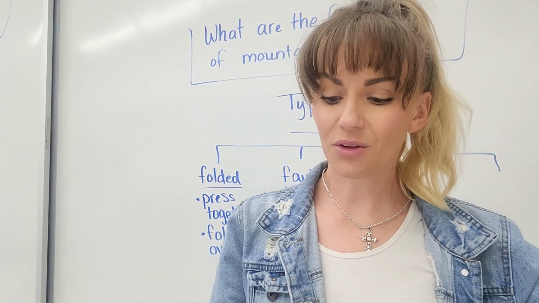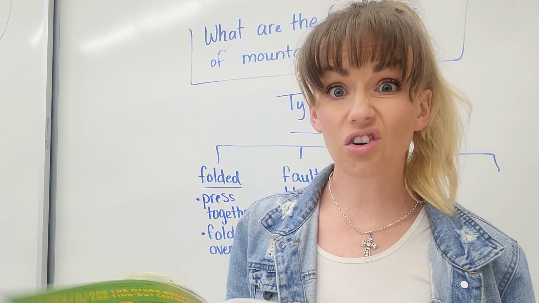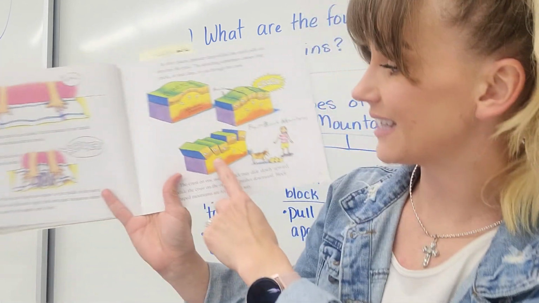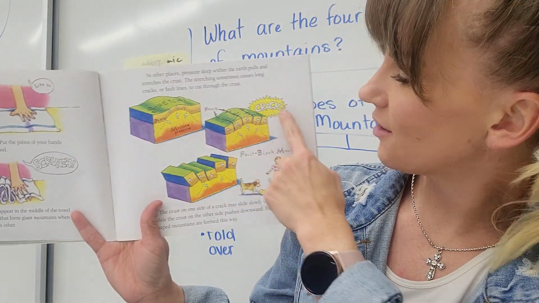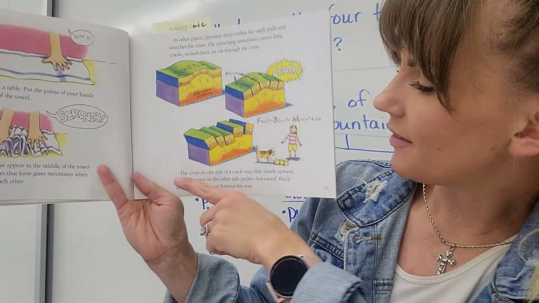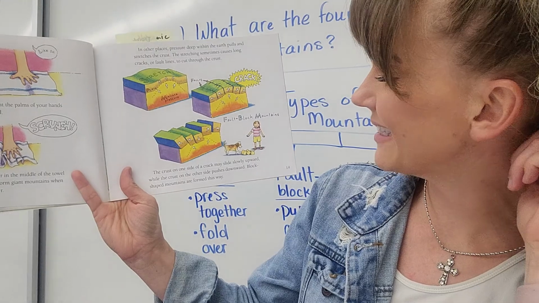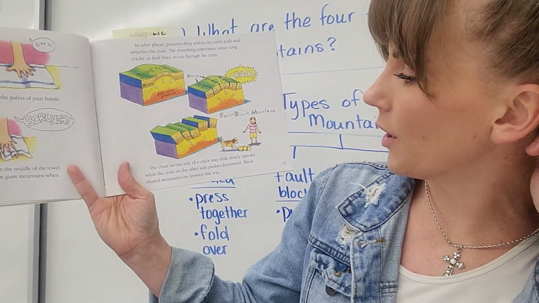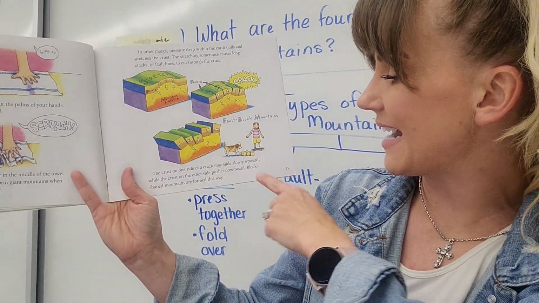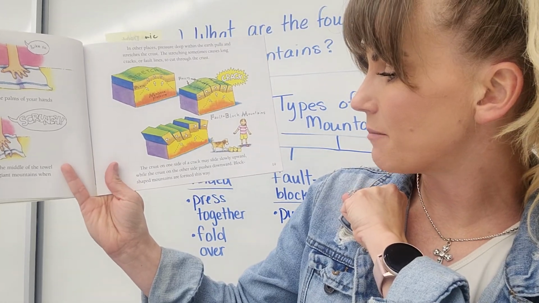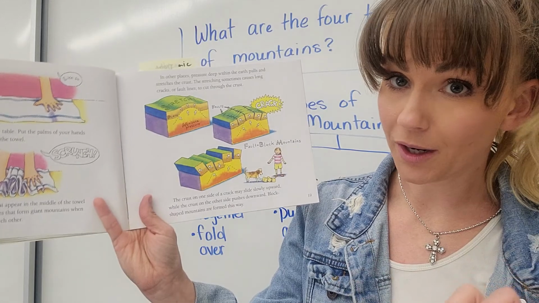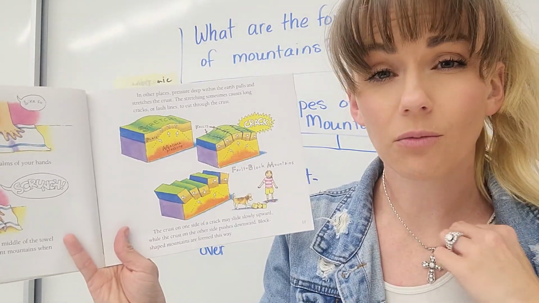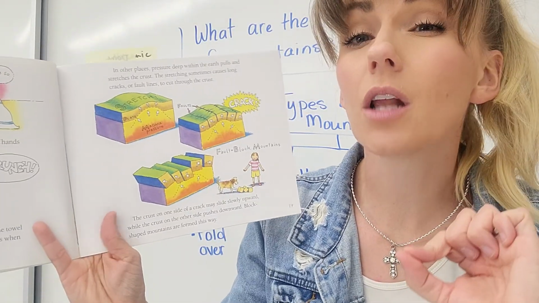Those stretches cause cracks in the Earth's surface, like this. They're pulling apart. These are faults, fault block mountains. The crust on one side of a crack may slide slowly upward while the crust on the other side pushes downward. Block-shaped mountains are formed this way. So, remember, if you don't understand or if you forget, you can read it again. So let's read it again slowly.